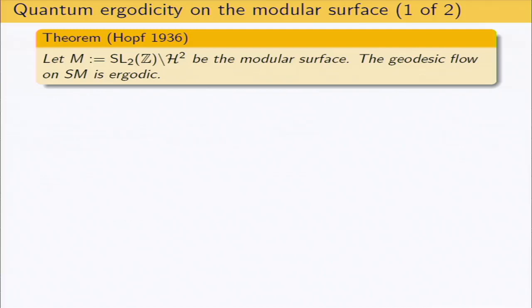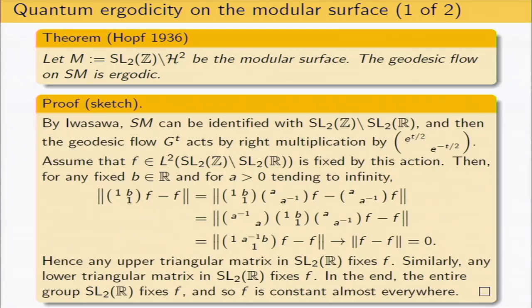So, in particular, I mentioned that on the sphere, the geodesic flow is completely integrable. Here, the geodesic flow is ergodic. In fact, this was observed for all hyperbolic surfaces of finite volume by Hopf. Here, I attempted to put on one slide the proof of Hopf in a modern way of telling the proof for the modular surface. So this is the proof.